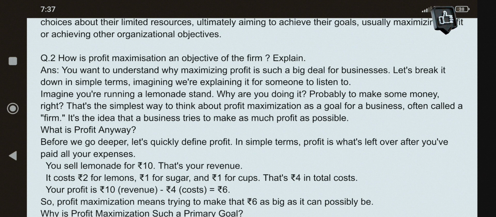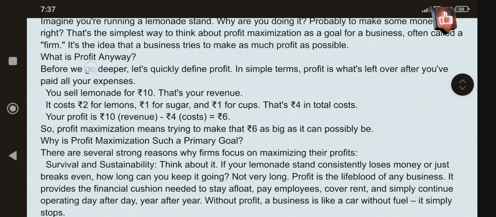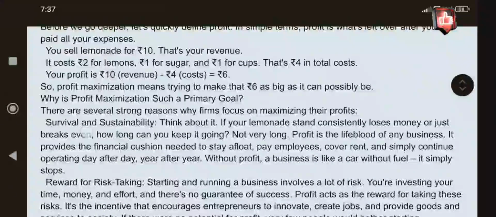What is profit anyway? Before we go deeper, let's quickly define profit. In simple terms, profit is what's left over after you've paid all your expenses. You sell lemonade for 10 rupees. That's your revenue. It costs 2 rupees for lemons, 1 rupee for sugar, and 1 rupee for cups. That's 4 rupees in total costs. Your profit is 10 rupees revenue minus 4 rupees costs equals 6 rupees. So, profit maximization means trying to make that 6 rupees as big as it can possibly be.